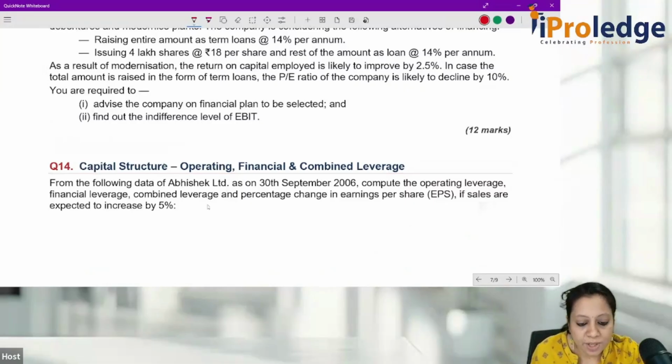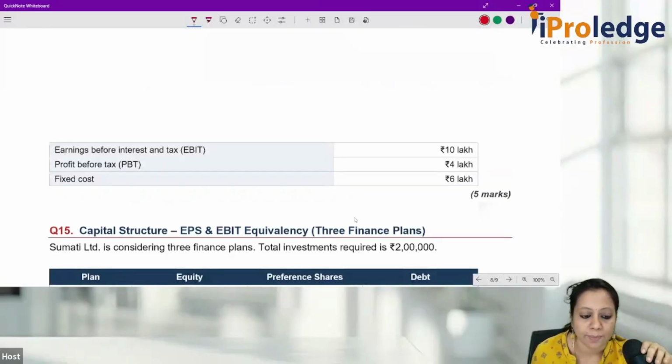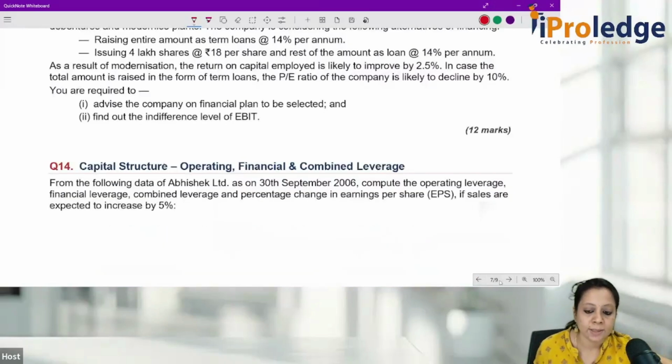From the following data of Abhishek Limited as on 30th September, compute the operating leverage, financial leverage, and combined leverage, and percentage change in EPS if the sales are expected to be increasing by 5%. EBIT is given to us, EBT is given to us, fixed cost is given to us. Past exam question. This is asked about many years ago, but I thought it was a little above.